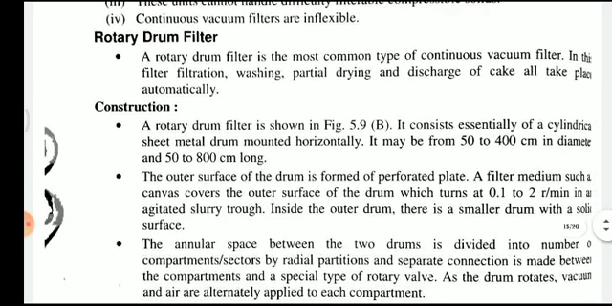One of them is the rotary drum filter. A rotary drum filter is a continuous vacuum filter. It is the most common type of continuous vacuum filter, as I told you.